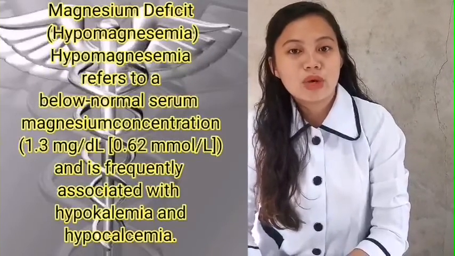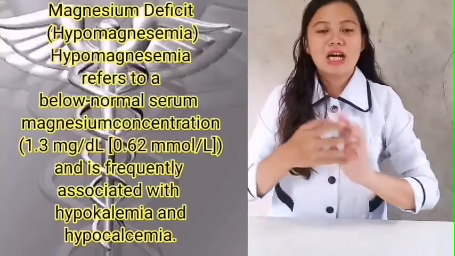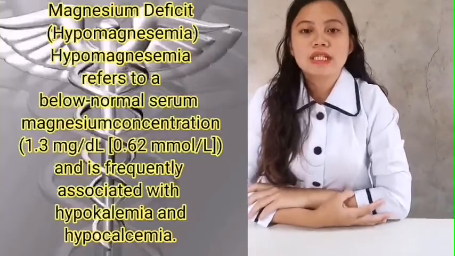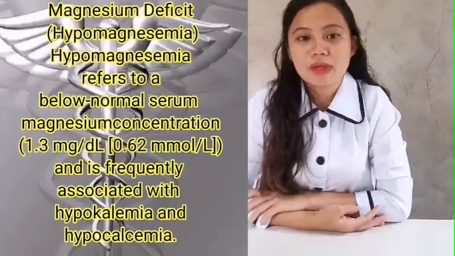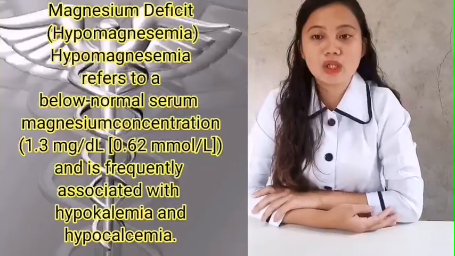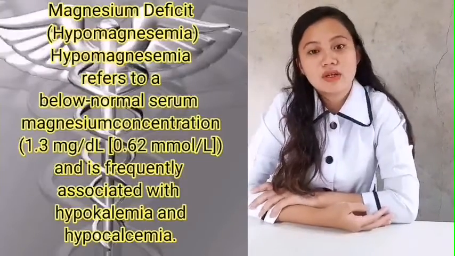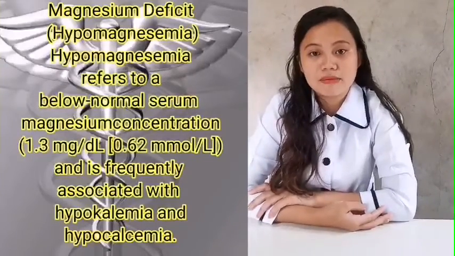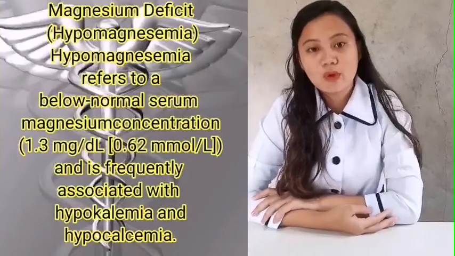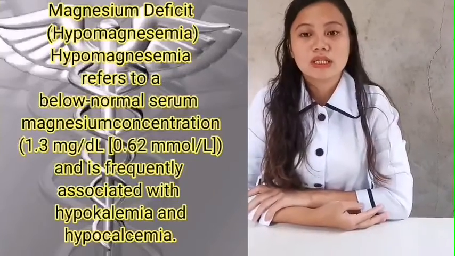I'm going to explain the magnesium deficit, hypomagnesemia. Hypomagnesemia refers to a below-normal serum magnesium concentration, below 1.3 mg/dL or 0.62 mmol/L, and is frequently associated with hypokalemia and hypocalcemia.